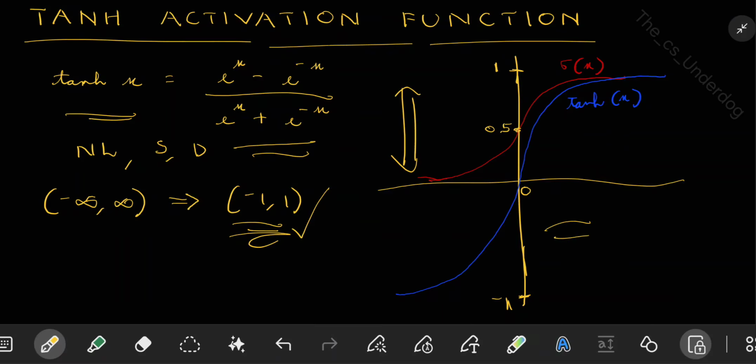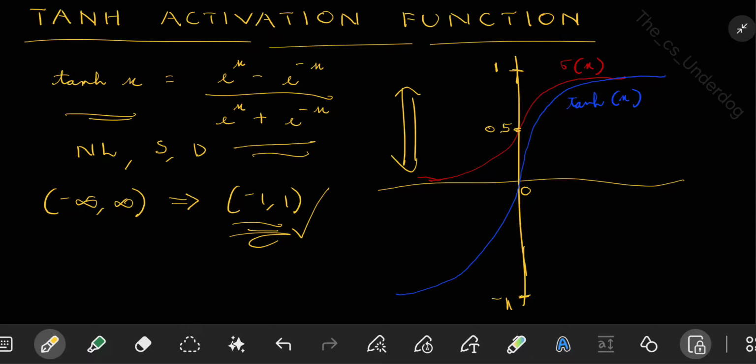I drew the graph first because from here, it is easier for you to understand. Even if someone asks you what is the range, what is the domain, how is it 0 centered, if you have the graph in your mind, it is easier for you to explain because everything will be picturized in your mind. That is why I drew the graph first.